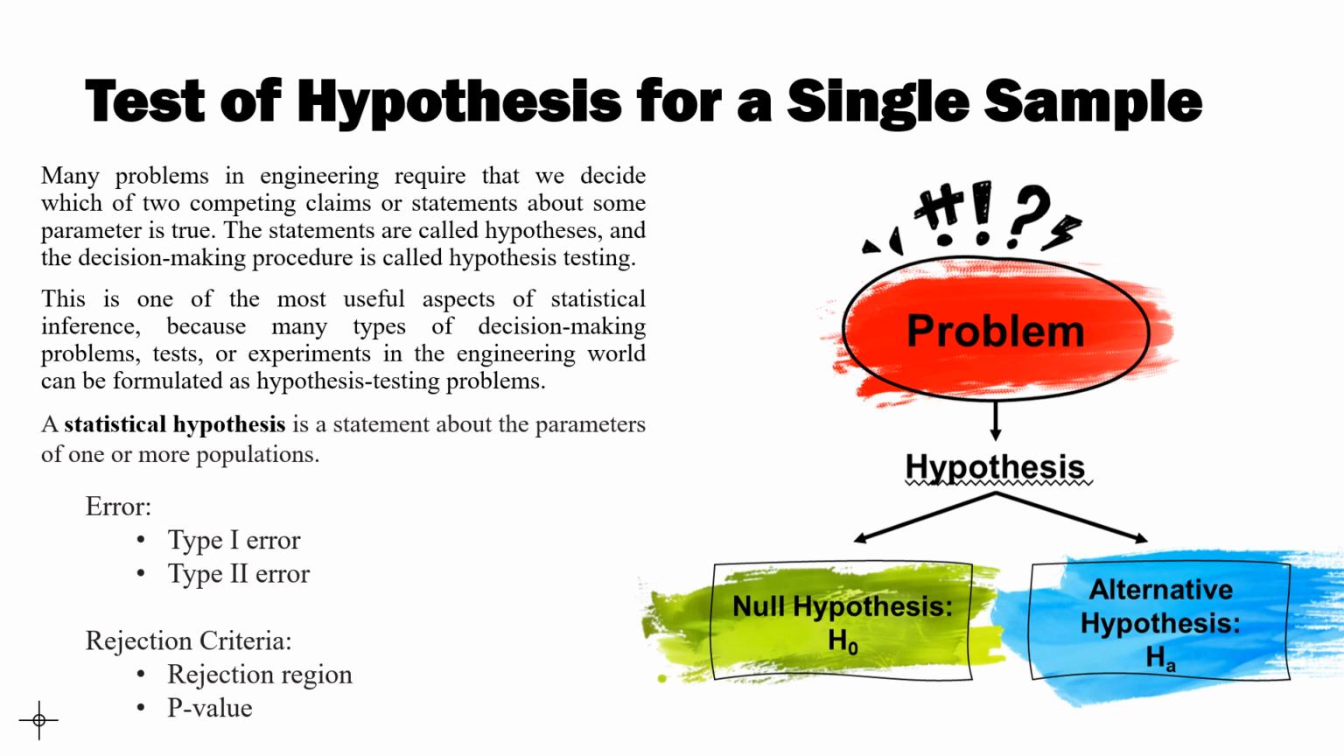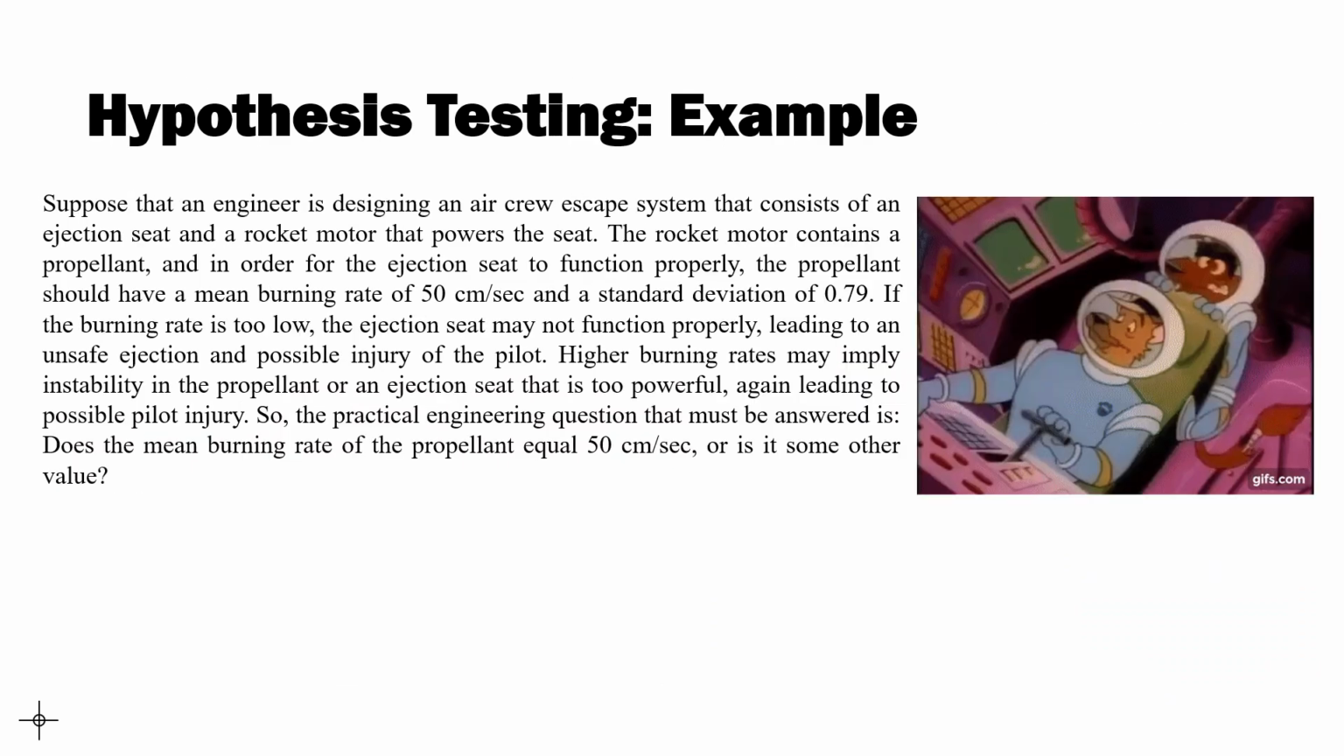To reach a conclusion in a hypothesis test, we must decide whether to reject the null hypothesis or fail to reject it. This decision is based on a rejection criterion, which can be determined using either a rejection region or p-values. It's important to remember that the primary goal of hypothesis testing is to reject the null hypothesis, thereby supporting the alternative hypothesis. However, failing to reject the null hypothesis does not confirm its validity. It simply suggests that more data may be needed. Let's go over an example together.